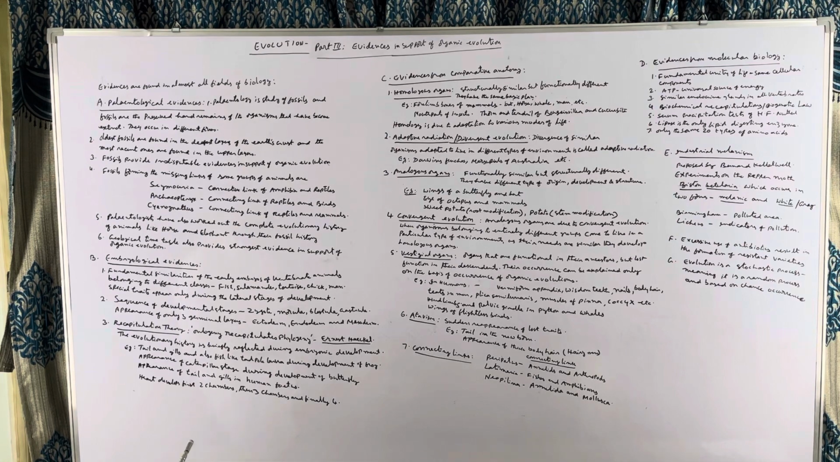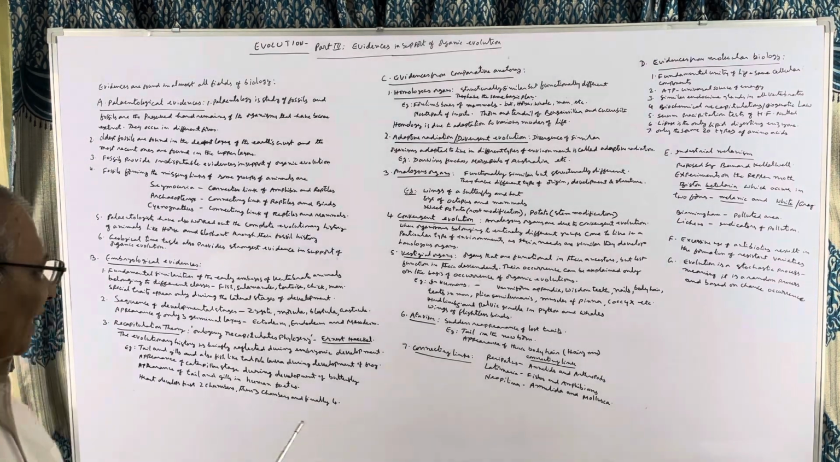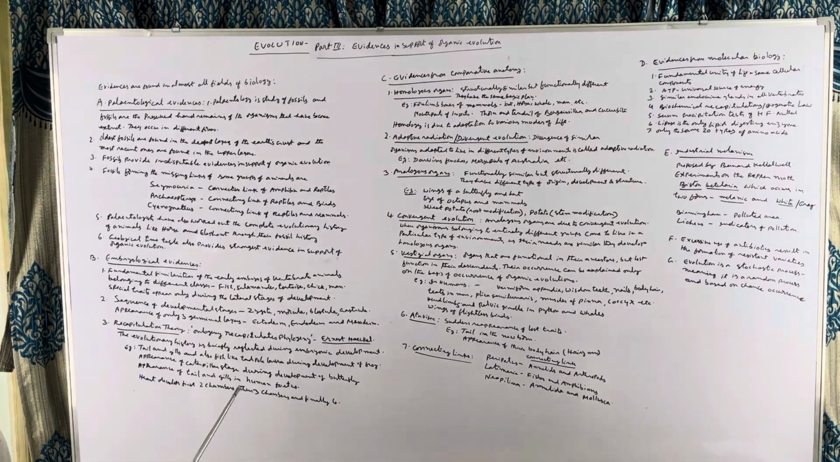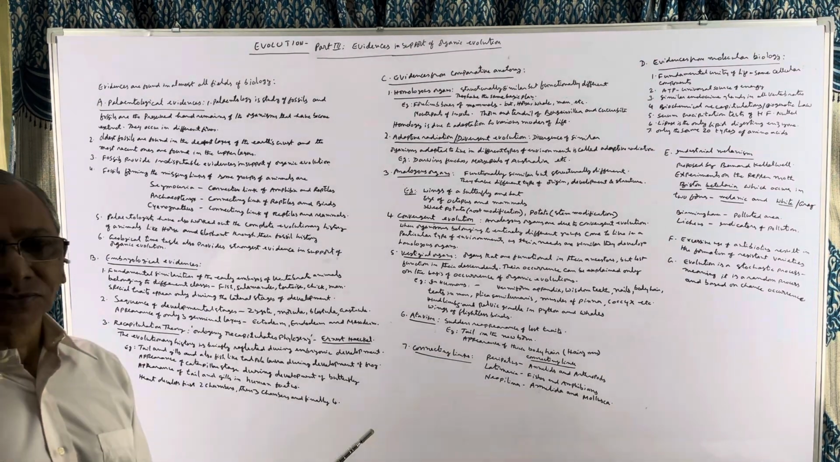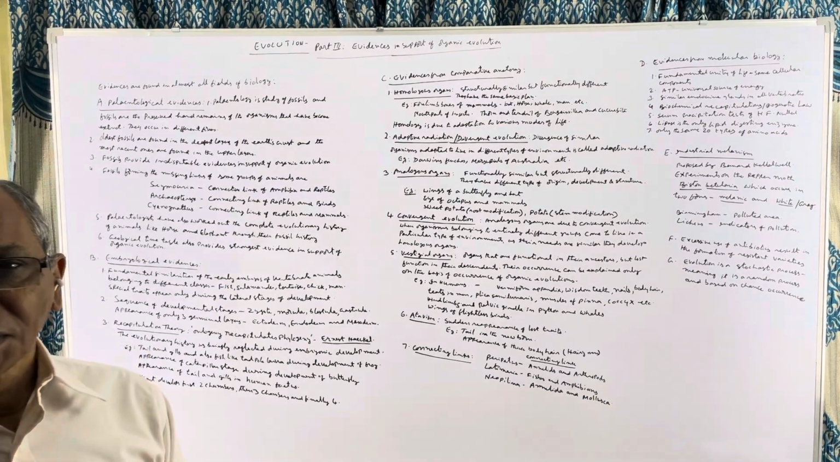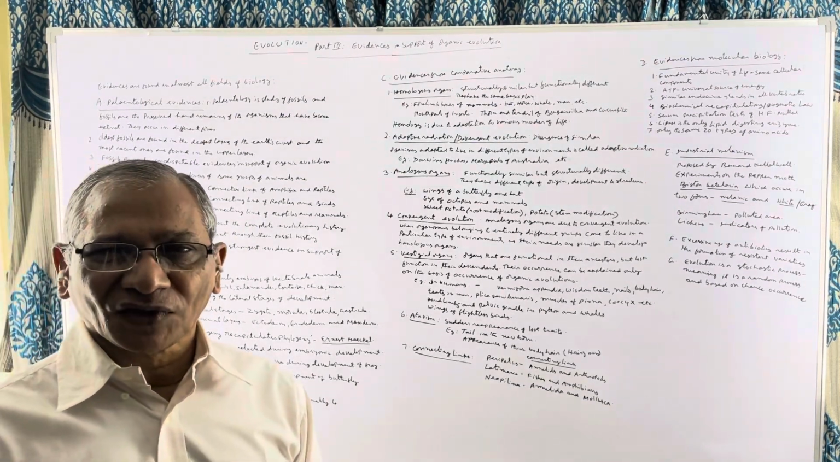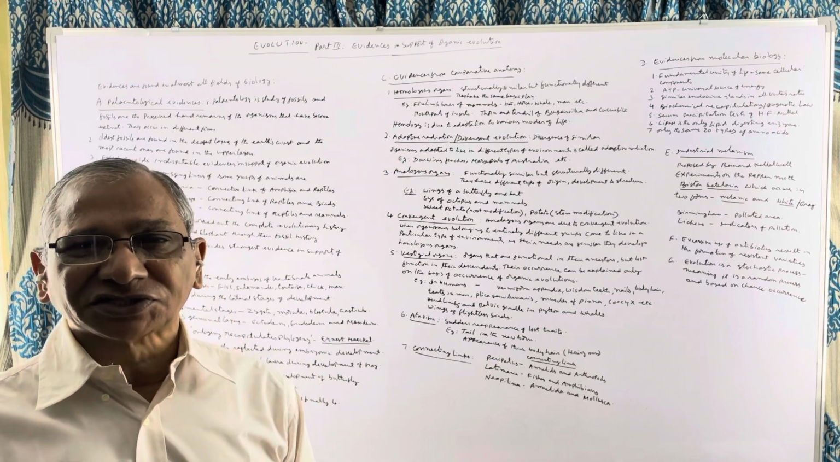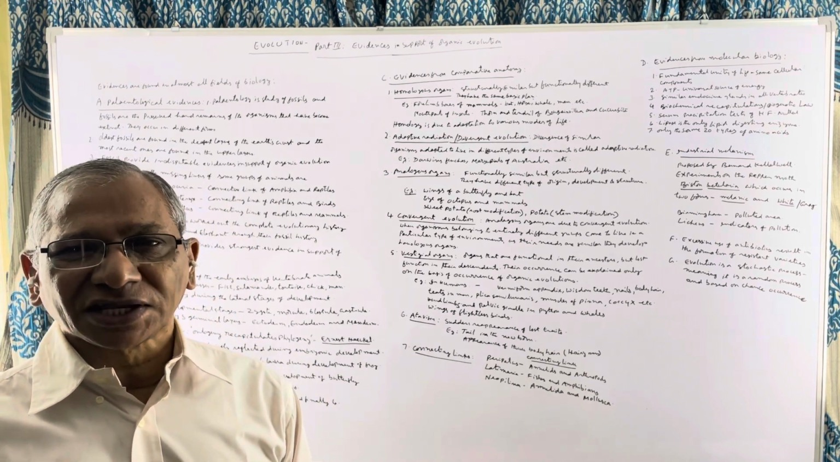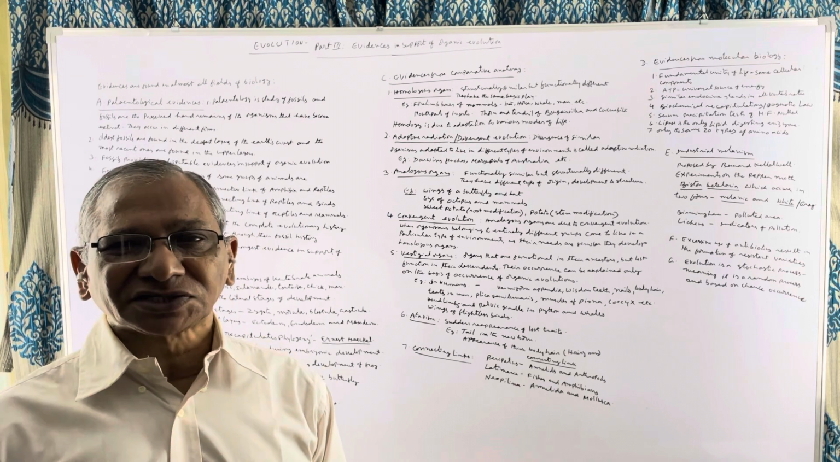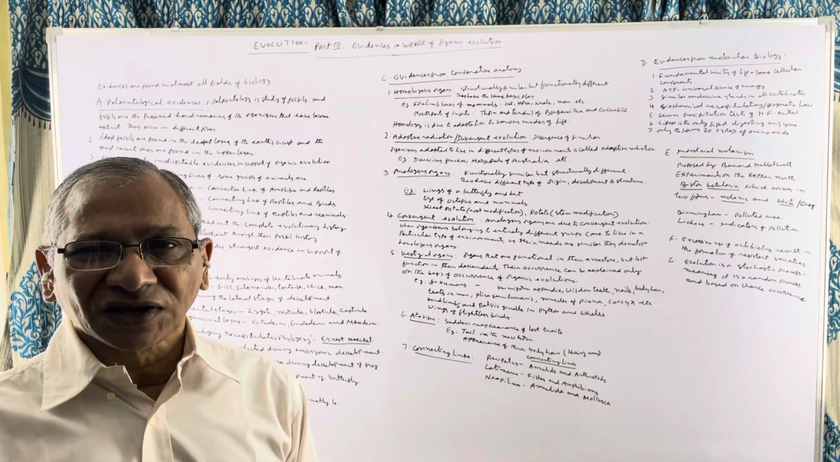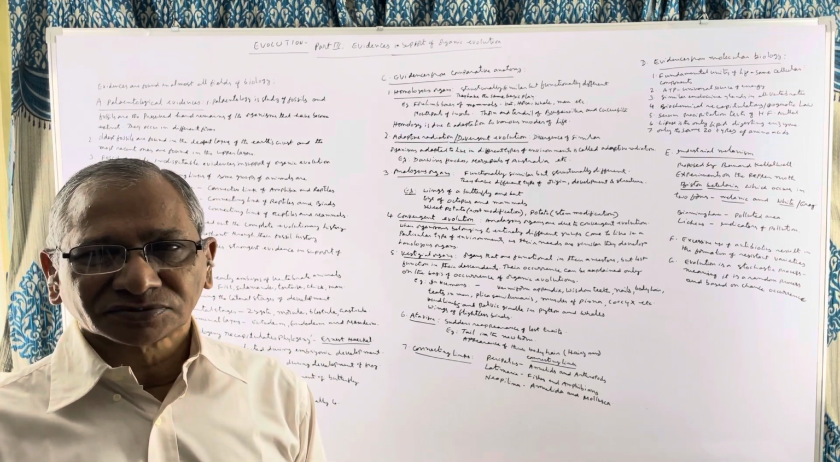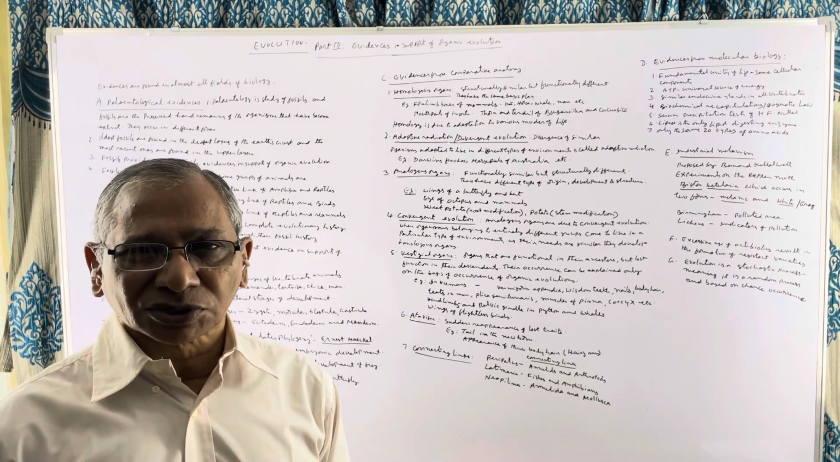Then, recapitulation theory. It was proposed by the scientist Ernst Haeckel. Recapitulation theory states that ontogeny recapitulates phylogeny. Ontogeny means embryonic development. Phylogeny means evolutionary history. So according to this theory, during the embryogenesis, the organisms reveal their evolutionary history. He gave a number of examples.